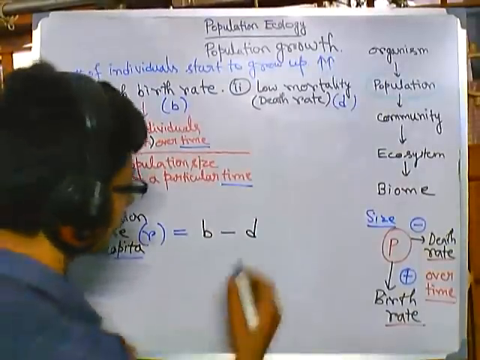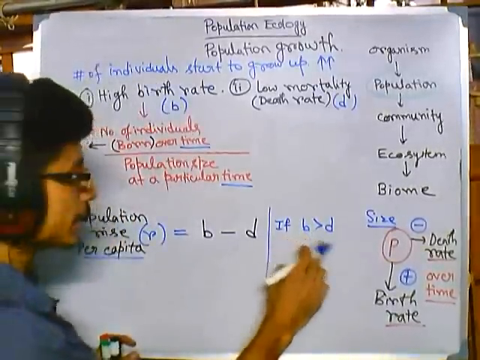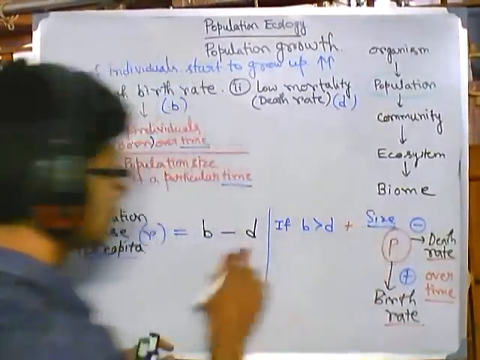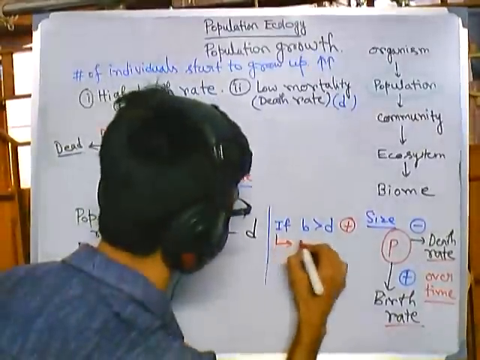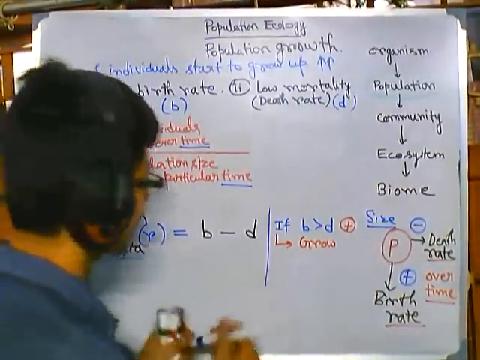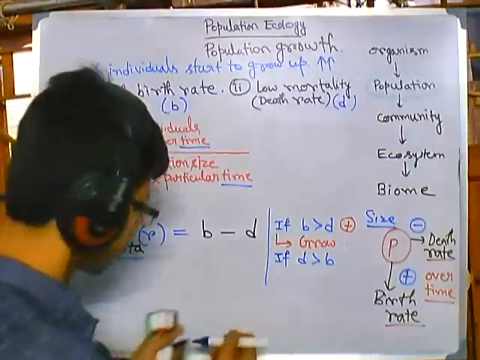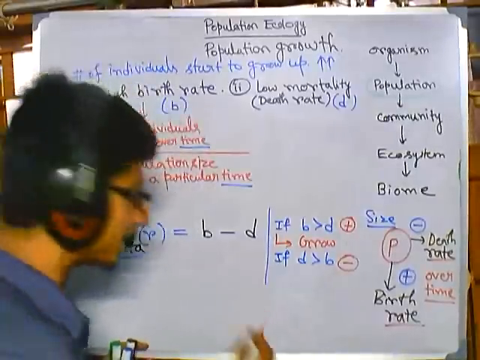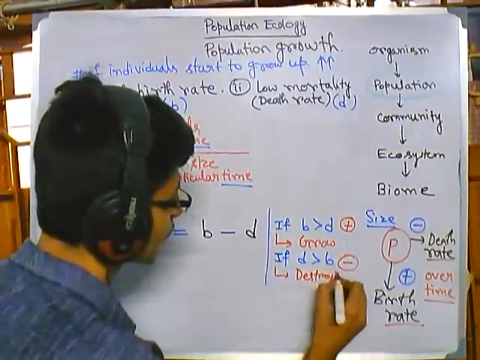Now in a population, there are three different possibilities. If small b is greater than small d, that means the birth rate is greater than the death rate, so the value is positive. That means we have a positive rise, so we can infer the population will grow. Another thing can happen: if the death rate is greater than the birth rate, d greater than b, we have a negative value, and a negative value means the population is not growing. It is declining.